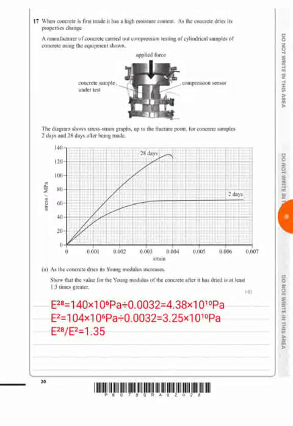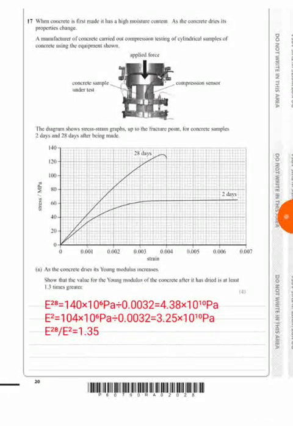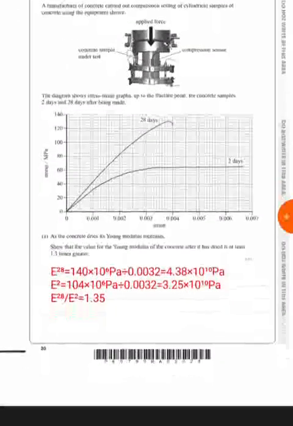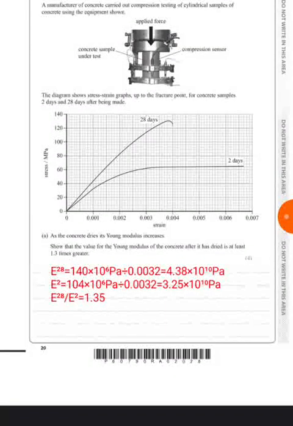Question number 17. When concrete is first made, it has a high moisture content. As the concrete dries, its properties change. The manufacturer of concrete carried out compression testing of cylindrical samples of concrete using the equipment shown. The diagram shows stress-strain graphs up to the fracture point for concrete samples 2 days and 28 days after being made. A. As the concrete dries, its Young modulus increases.